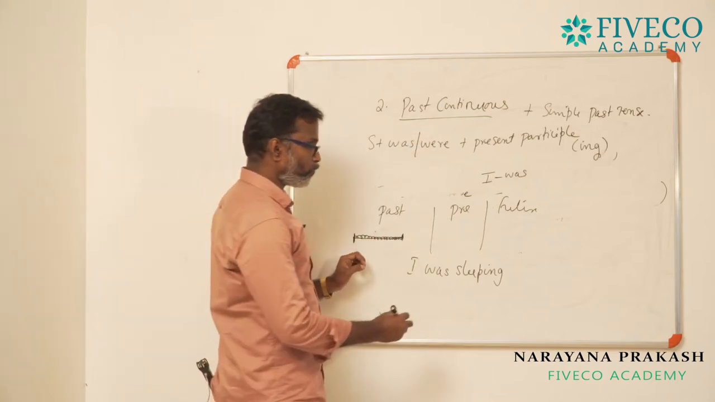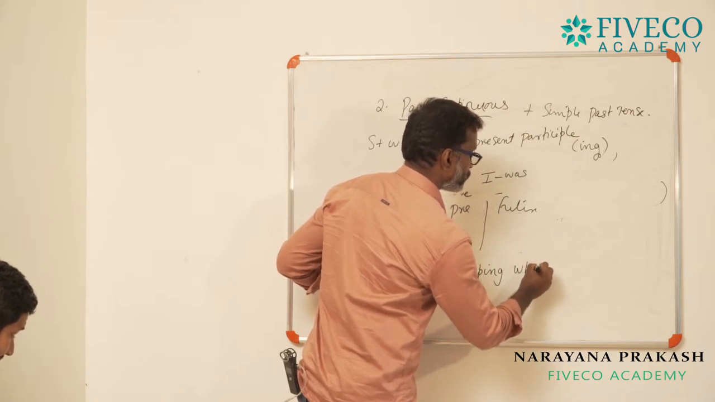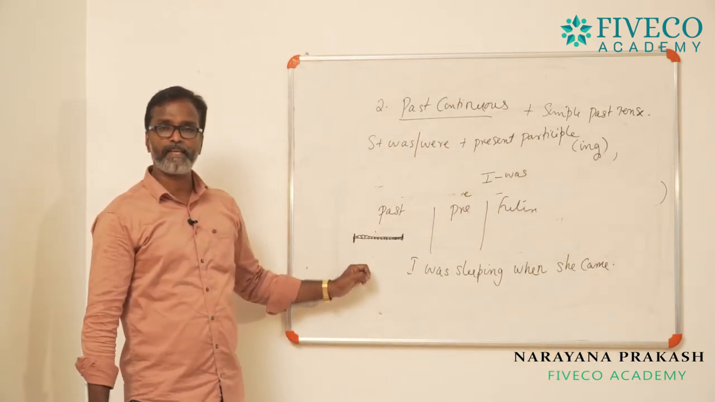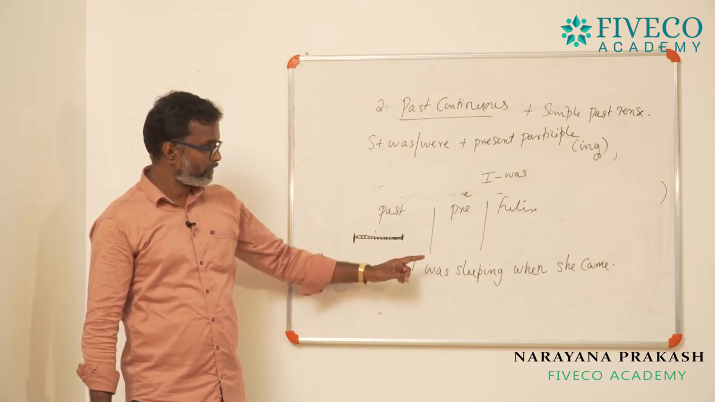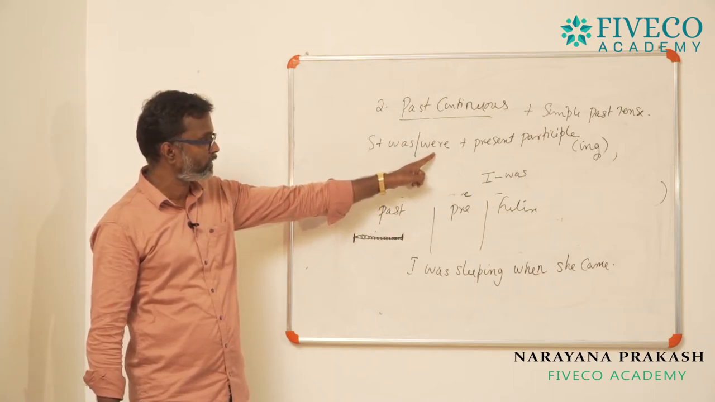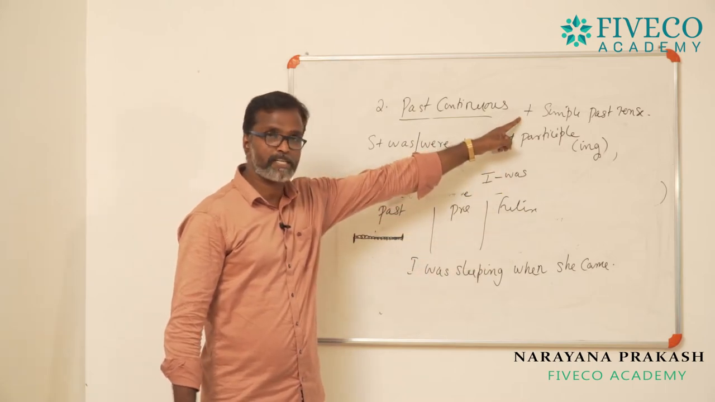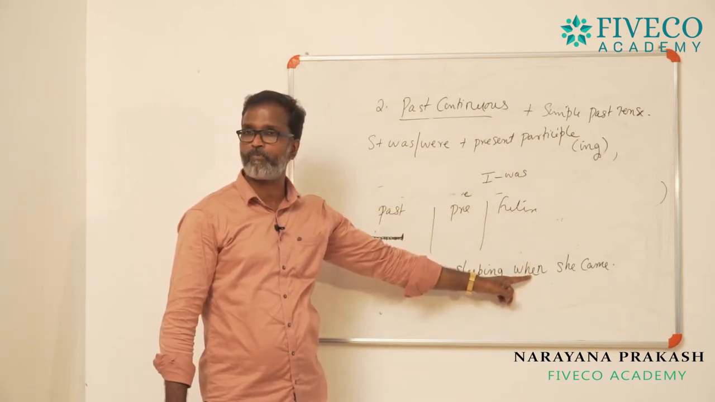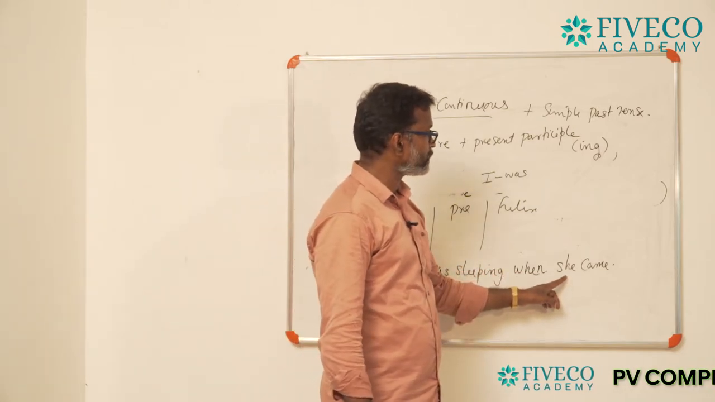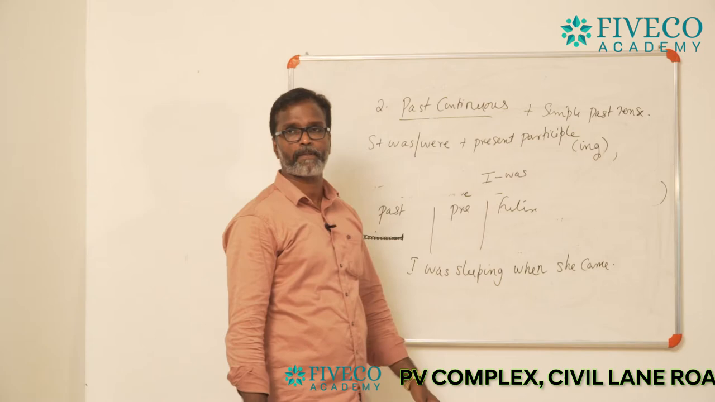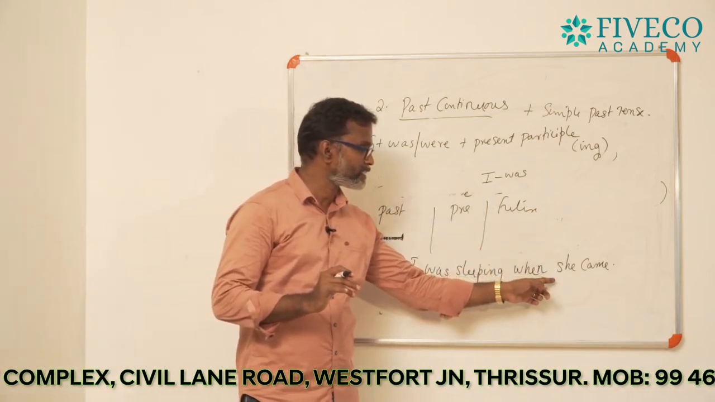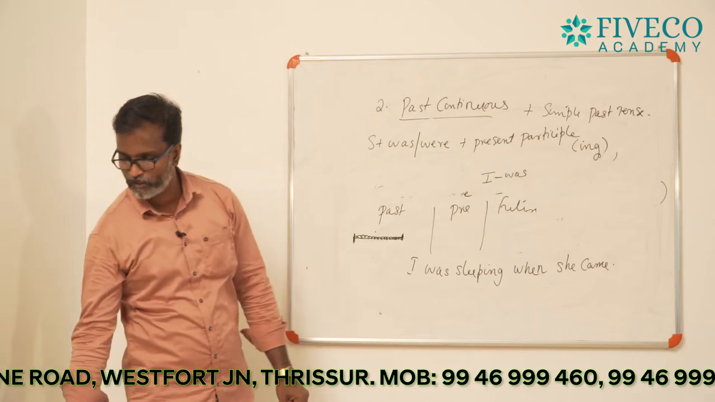I was sleeping when she came. So I was sleeping, that sentence is written in past continuous using the formula of subject plus was or were plus present participle. I added one more sentence along with this one: when she came. She is the subject and came is the second form of the verb. Past tense has a formula: subject plus second form of the verb. And here she is the subject and came is the second form of the verb.